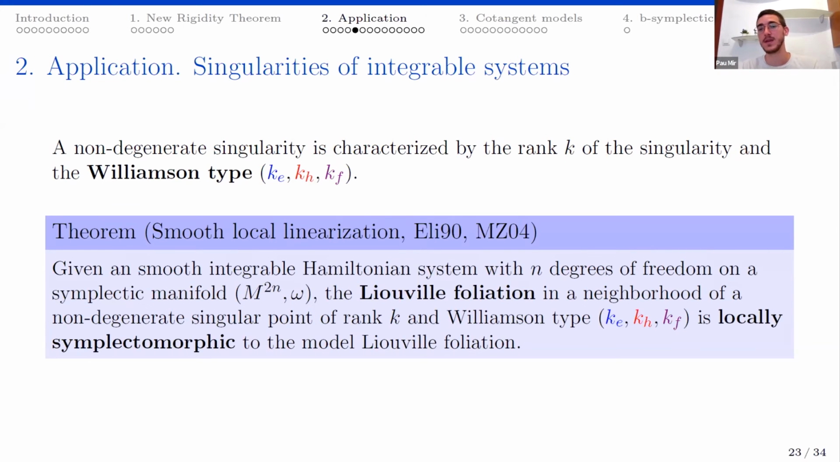The Williamson type, k_e, k_h, and k_f, basically says how many components of each type the singular point has. So k_e is the number of elliptic components, k_h would be the number of hyperbolic components in the singularity, and k_f would be the number of focus-focus components, which recall are of double the dimension with respect to the other components, of dimension 4 instead of dimension 2.